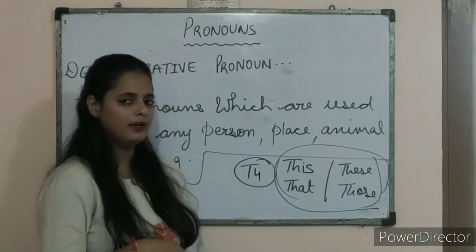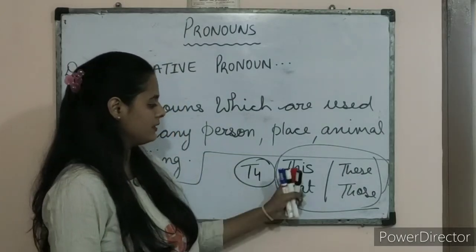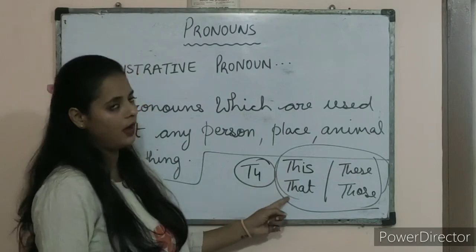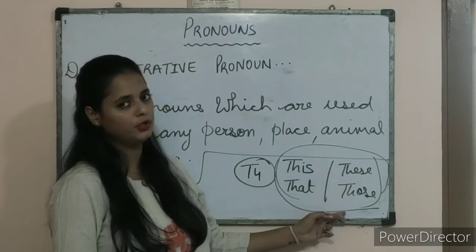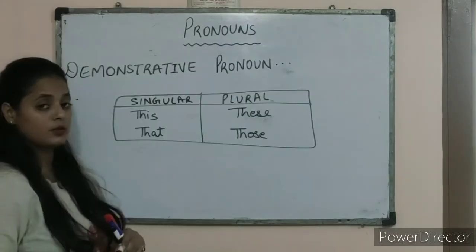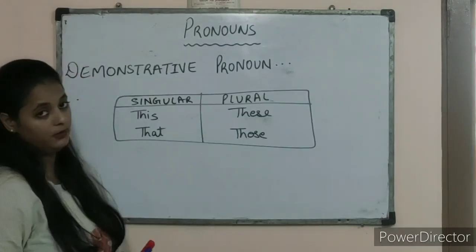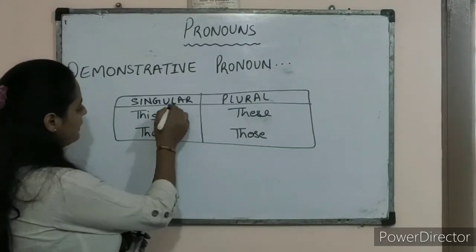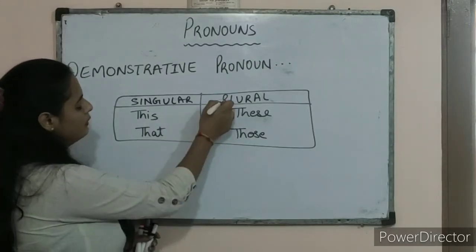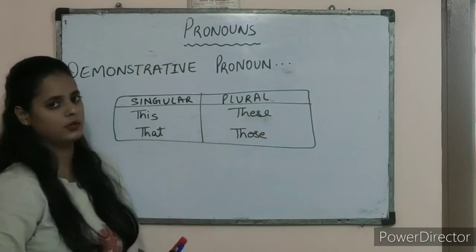So don't worry, I will explain it to you again nicely, but you just understand this thing: this and that come into the singular form, and these and those come into the plural form. So students, here is the table of how exactly the words fall in which column, that is singular column, this and that, plural column, these and those, right?